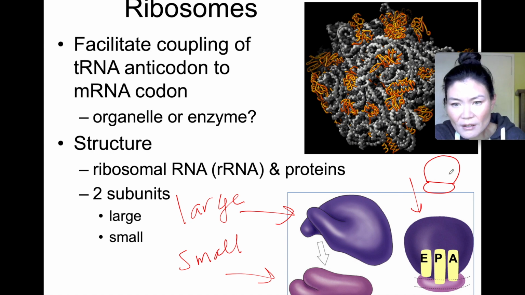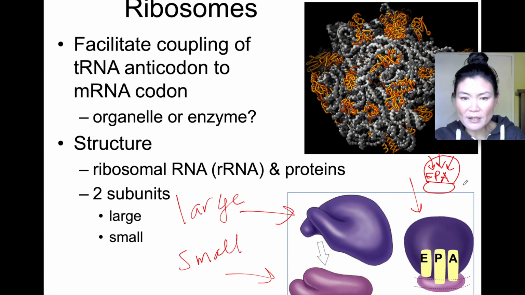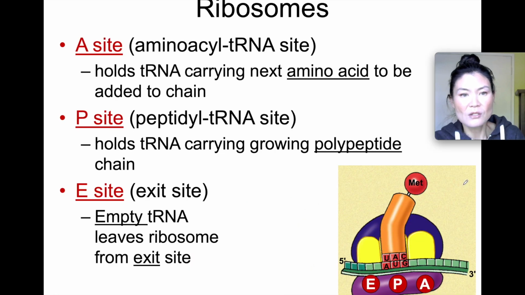And this large subunit actually has 3 pockets. There's 3 pockets where the tRNA can go in. And the first pocket is called the E site. This middle pocket is called the P site. And then the far right side, that pocket where the tRNA can go in, is called the A site. So the 3 sites are called EPA. EPA. Those are the 3 sites or pockets in the large subunit of the ribosome. Okay? So yeah, those are the 3 sites that I was talking about, EPA.